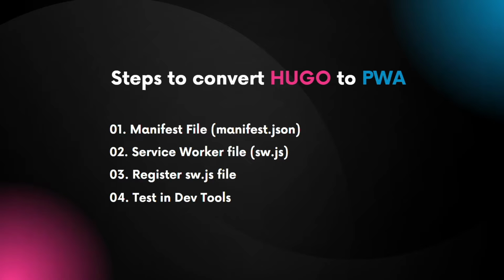Then we have the service worker file, sw.js. This service worker file is a fundamental component of a progressive web app. It's a JavaScript file that runs in the background and handles tasks like caching, offline functionality, and push notifications. We will create and configure this file to enhance your website performance and user experience. Then we have to register the service worker file. After creating it, we will need to register it in our website's code. This step is crucial as it will enable the service worker file to run in the background, providing us the progressive web app features. And then we will test the progressive web app in our dev tools.